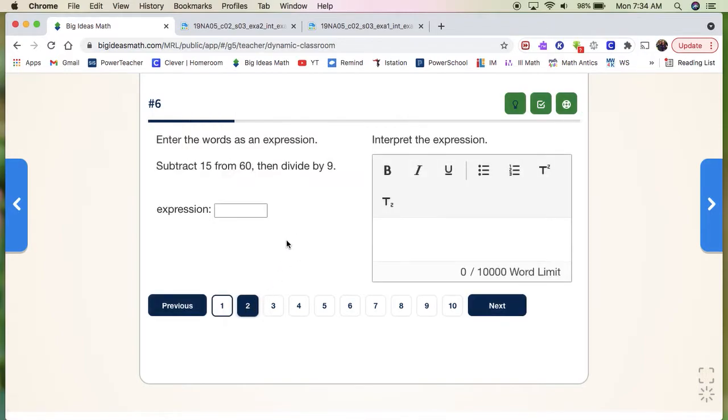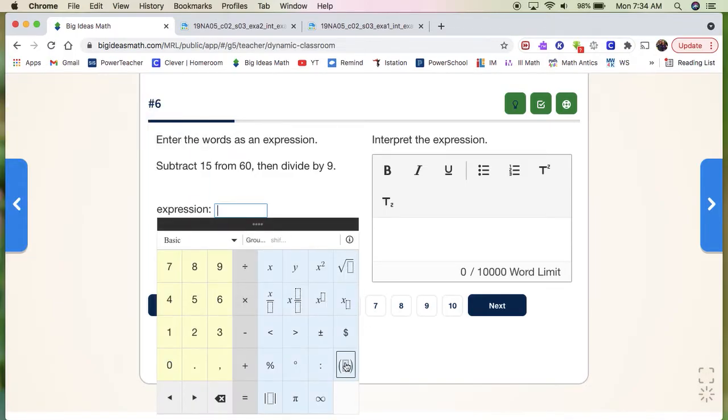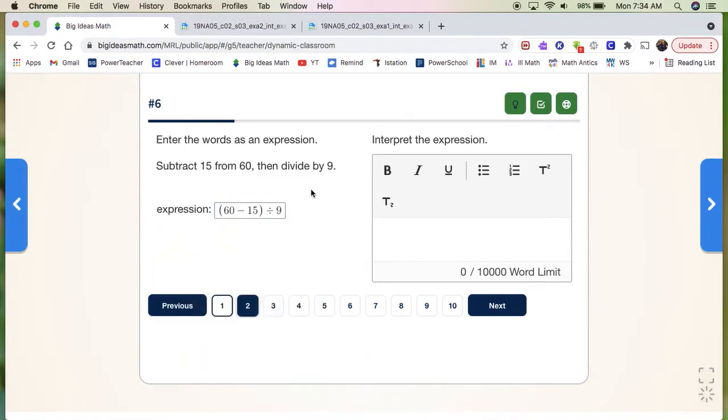So it says subtract 15 from 60, then divide by 9. So it's telling us straight up what to do. So we have 60 minus 15. We get that difference, and we divide that difference by 9. So the value of the expression is the difference, 60 minus 15, divided by 9. I know I'm moving through pretty quickly, but you may stop it.